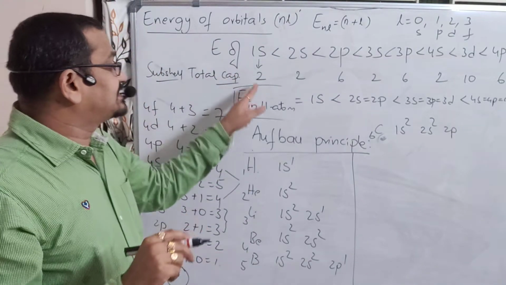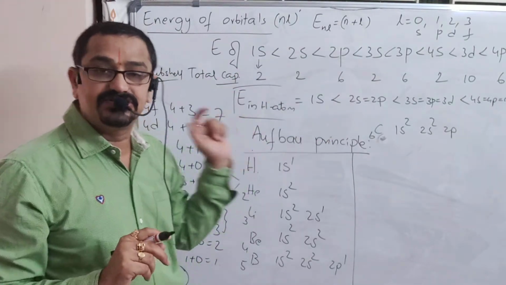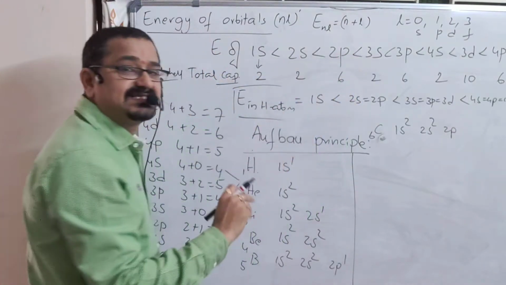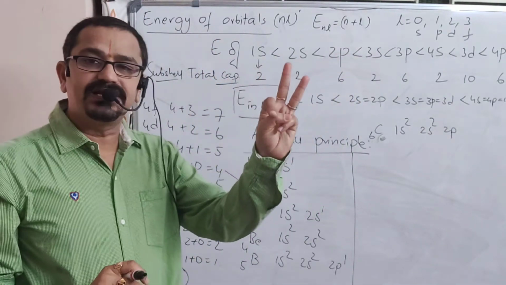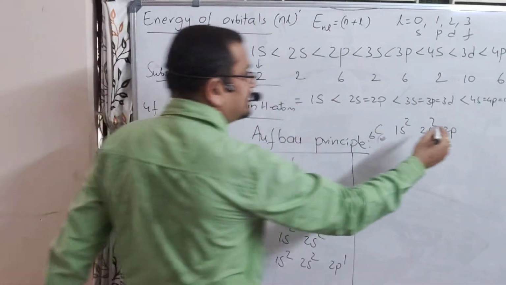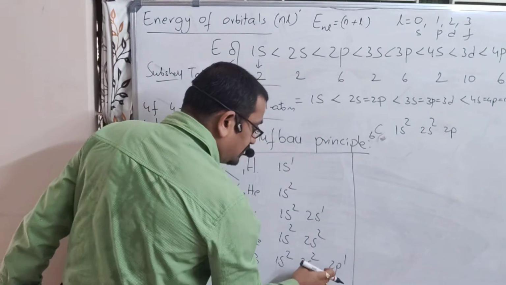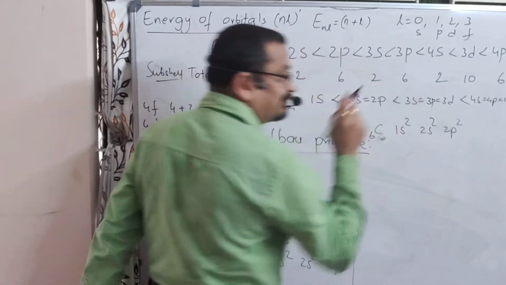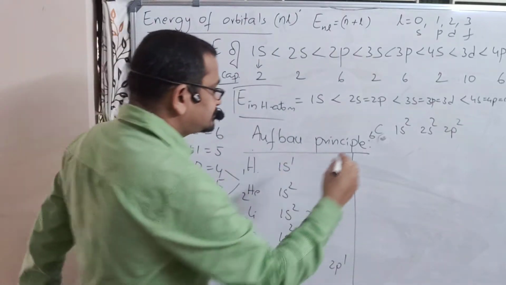But subshell capacity is different, as we observed in the last class. Now, the 2p subshell's maximum capacity is 6. Why 6? 2px has 2 electrons, 2py has 2 electrons, 2pz has 2 electrons. So we can fill this 2p up to a maximum of 6. Already one electron is filled in 2p, this is 2p2. 2 plus 2 plus 2, 6 electrons.